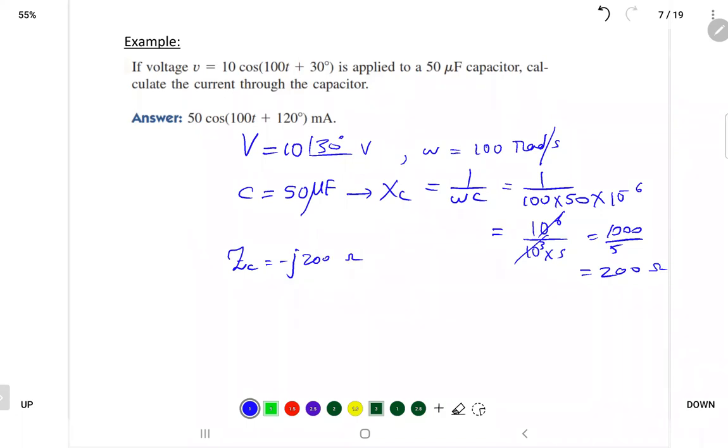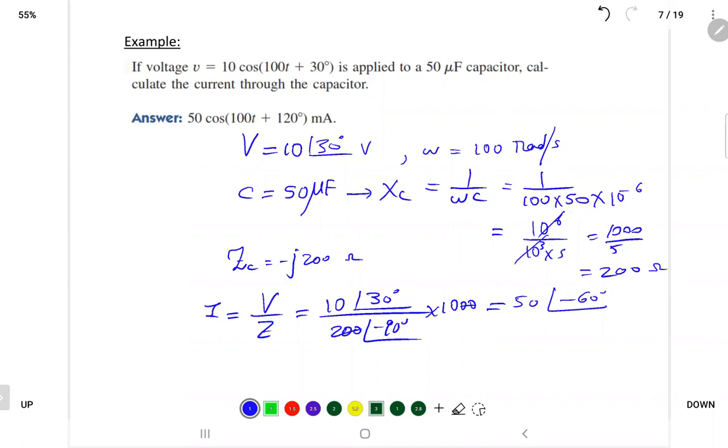How can you find the current? The same rule. I is equal to voltage over Z. In this case, the voltage is 10 at angle 30, divided by Z, which is minus j 200. You can write minus j 200 as 200 at minus 90 degrees. If you want it in milliamps, you multiply by 1,000. So you get 100 divided by 2 is 50, and the angle is 30 minus minus 90.